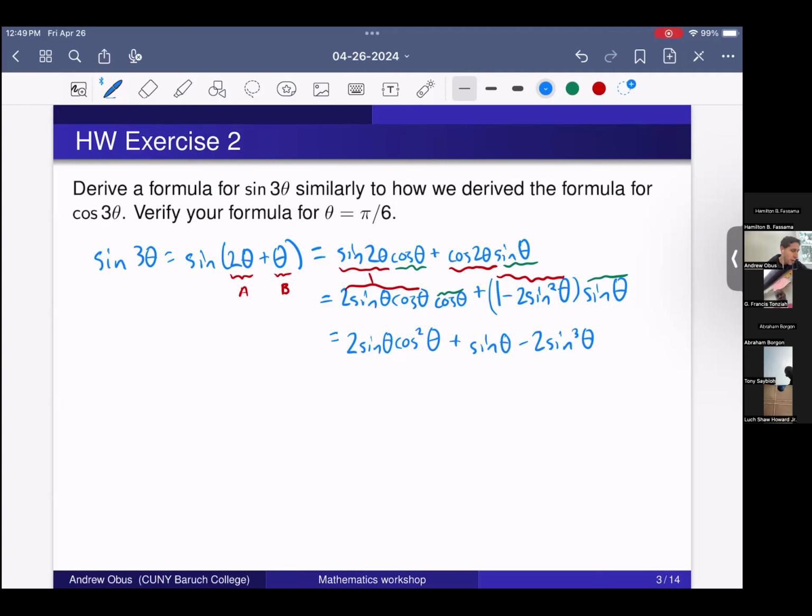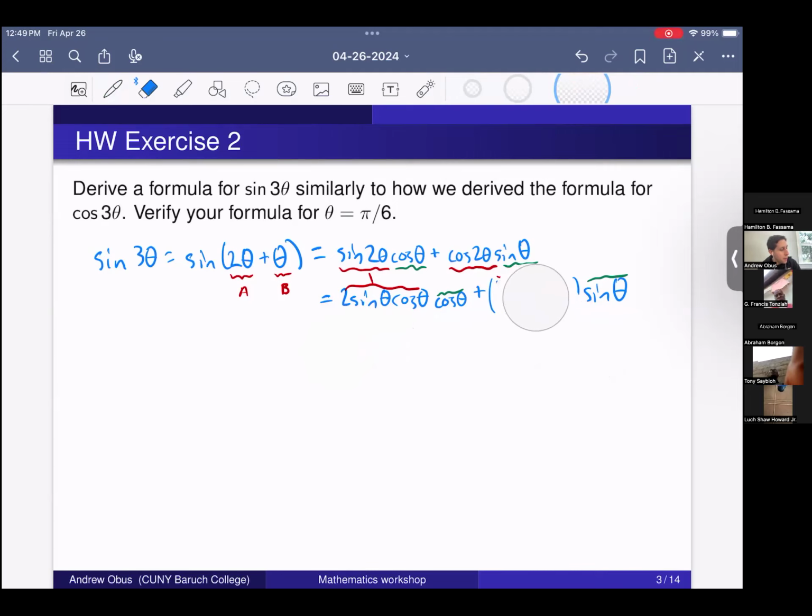Okay, so actually, you know what? This is not as clean as I'd like. I'd rather get a cleaner formula, so let me go back a step. Instead of using 1 minus 2 sine squared theta, I'm going to use the other one because it'll lead us to get a little more cancellation. I'm going to use 2 cosine squared theta minus 1 instead.